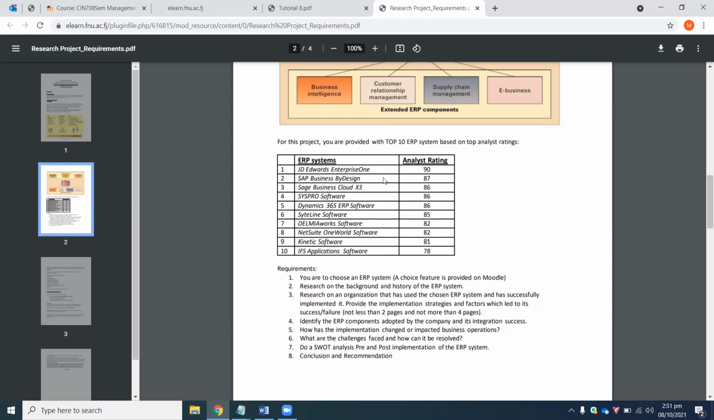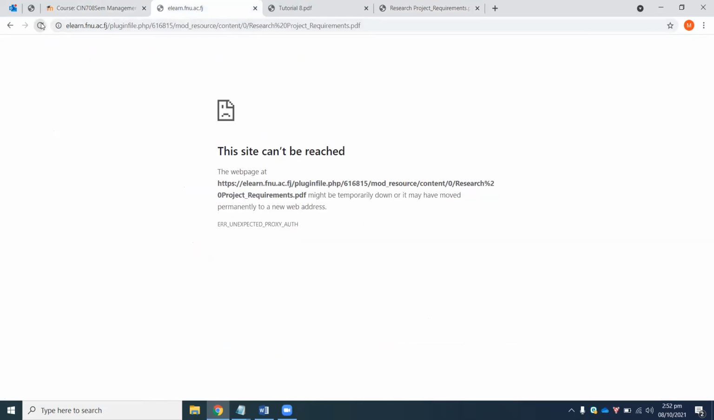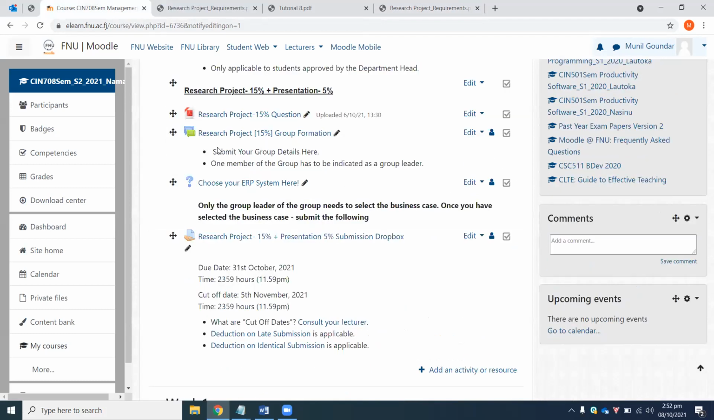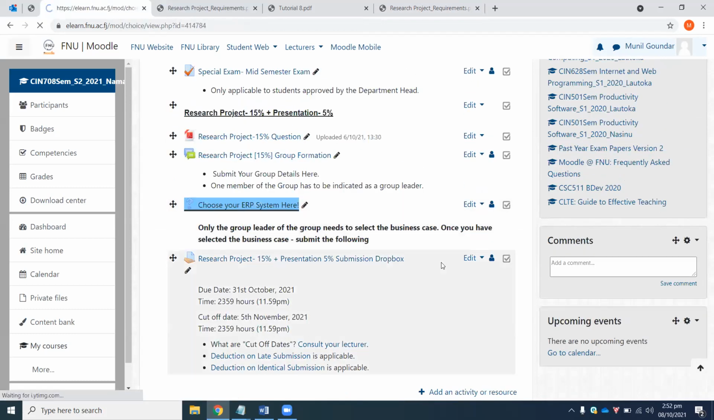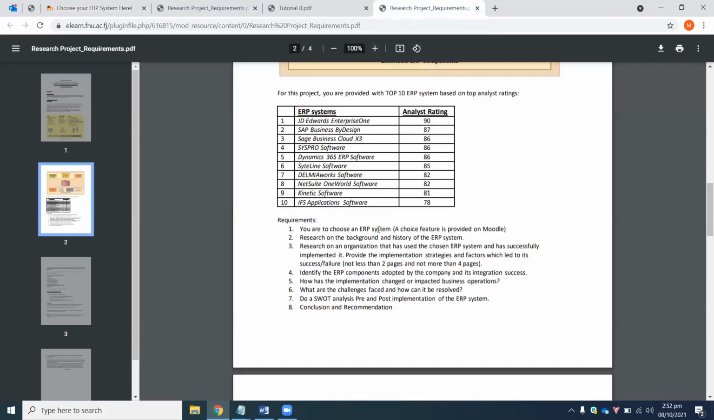You will be asked to choose one of these. Just like the critic question that you had, if you choose one, that option becomes unavailable to others. How do you do that? It is available right underneath my assessments, where you can go and choose your ERP system. One has already been selected, so this option is out. See, it doesn't allow you to select. So you can choose either of these.